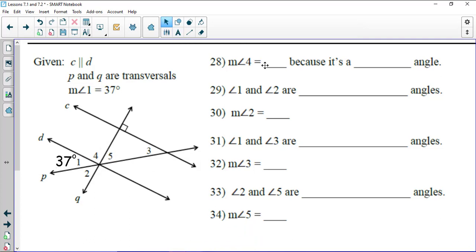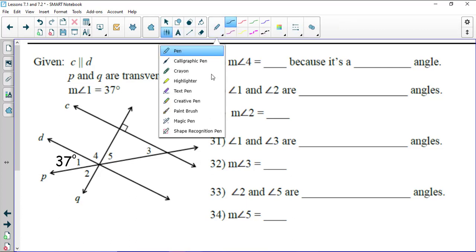Now, it says the measure of angle 4 equals blank. So we need to try to figure out what the measure of angle 4 is. Any ideas what this one is? Let's think about this. If we look at our picture, what's given, we have a 37 degree angle here. We also see a right angle up here, which is going to help us figure this out. So as I look at this picture, since this angle that's right here, I'm going to go ahead and highlight it in yellow.